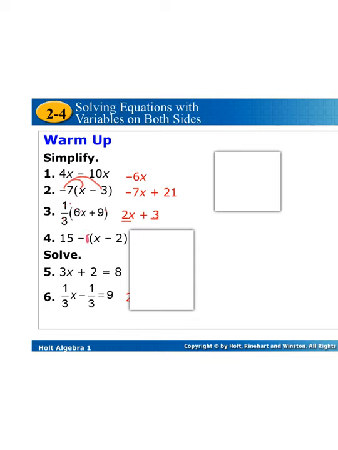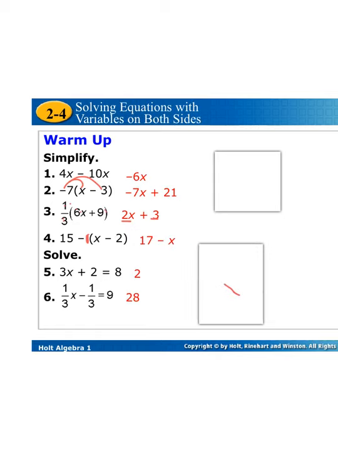Remembering again that there's a negative 1 in front of that parenthesis. So that gives us an answer of 17 minus x. That would be 15 minus x plus 2 would be 17 minus x. I hope by now we can answer number 5.